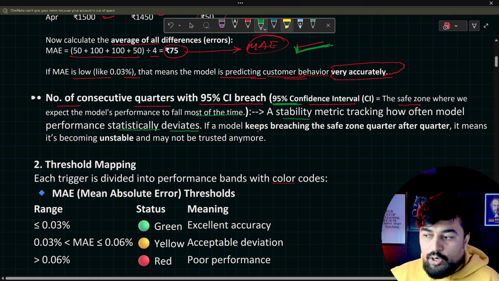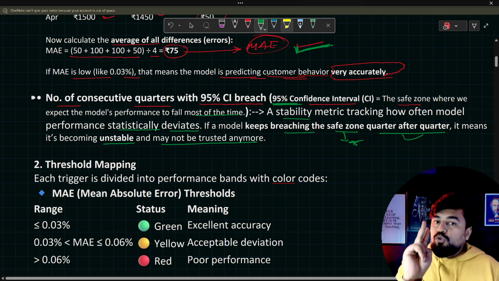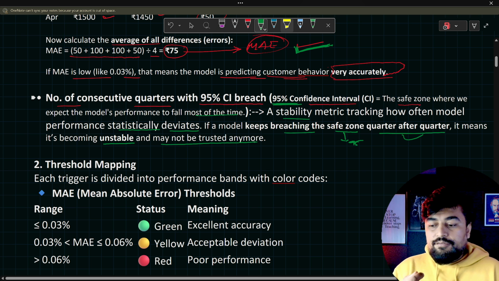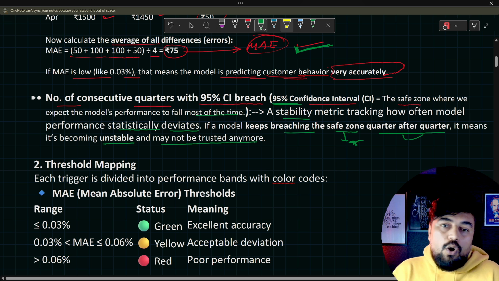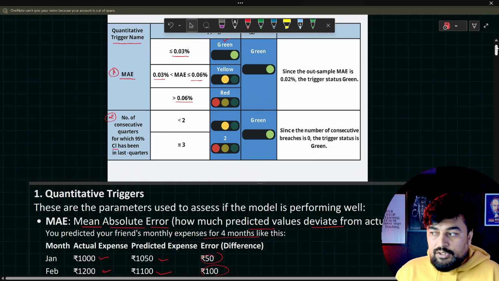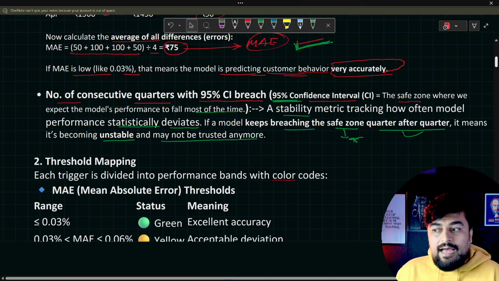Okay, if a model keeps breaching the safe zone, which is your 95%, quarterly. So what is a quarter? Three months, Jan, Feb, March is a quarter. So quarter on quarter, it means that it is becoming unstable and may not be trusted anymore. So now you understand, right, that your model's confidence interval is changing every quarter. That means your model is maybe not good enough for prediction now. These were the two matrices, MAE and confidence interval, that was the theory behind the overall logic.